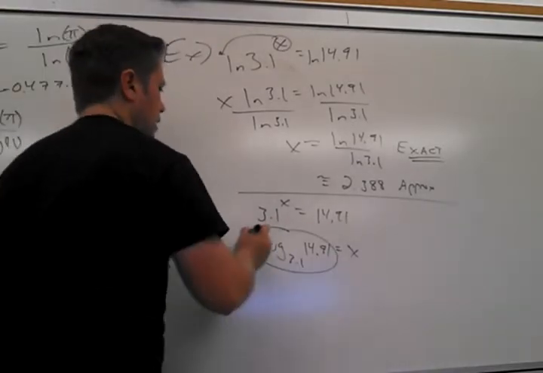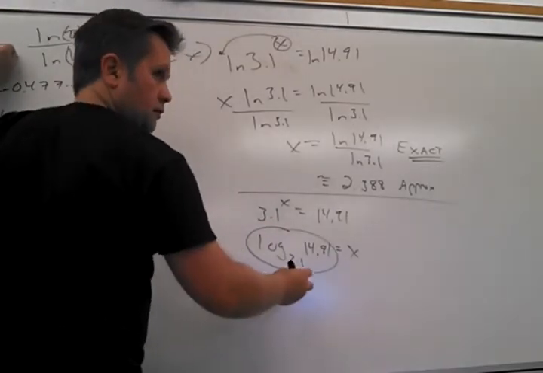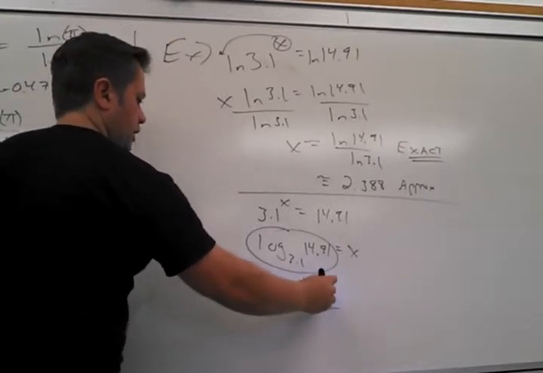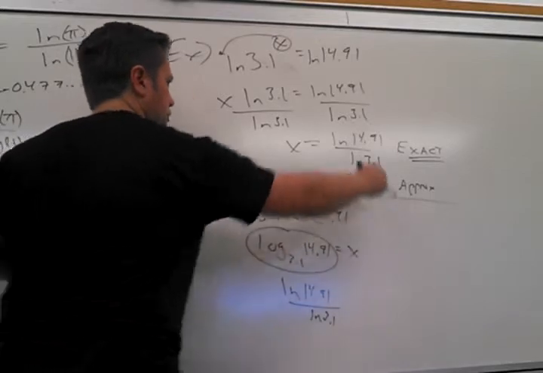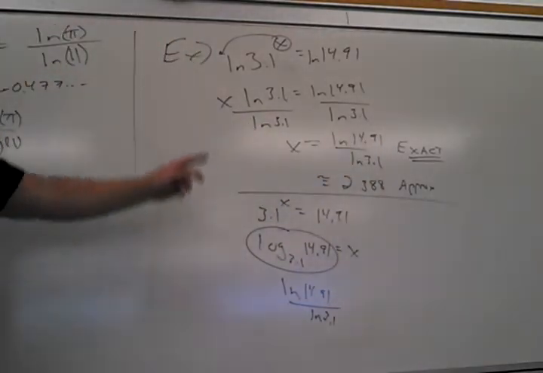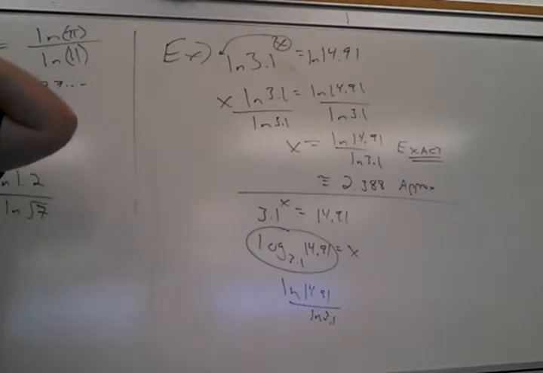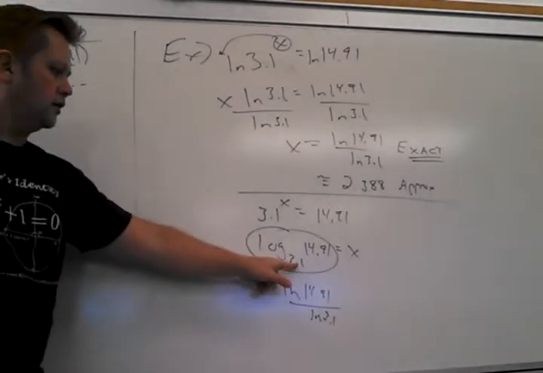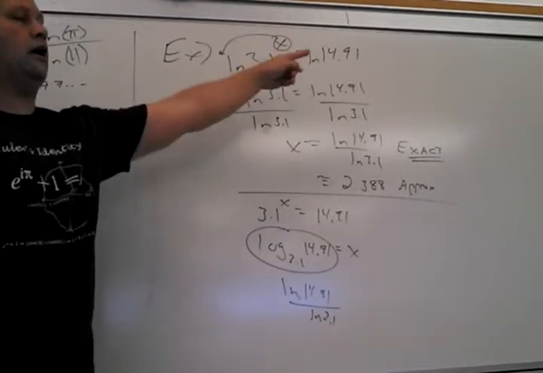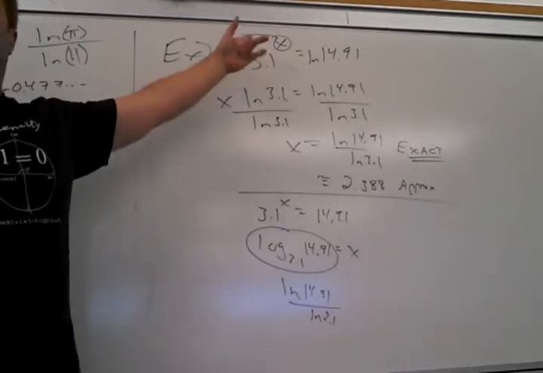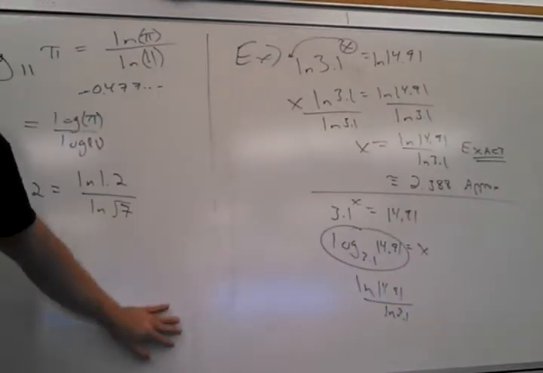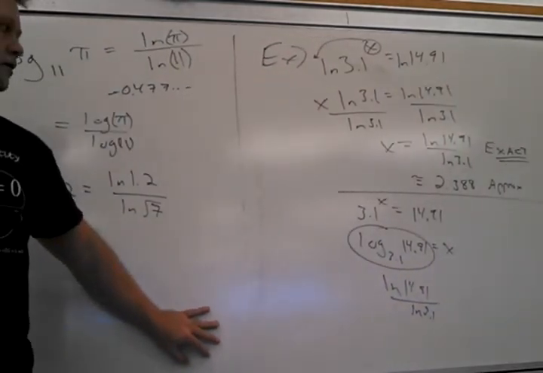Now this I could apply the change of base to. I would say ln of 14.91 over ln of 3.1, which is what we got. The change of base formula is really just a shortcut for what we did there. So you can start with the base they give you and change it, or you can just attack it with ln, which is actually what I do, and get there directly. I don't care, as long as one of those two ways makes sense.